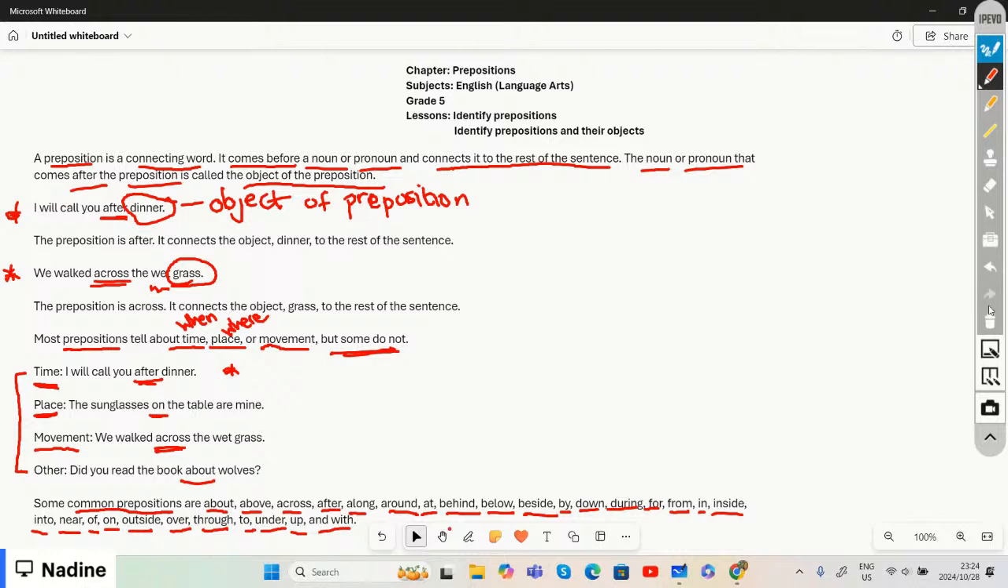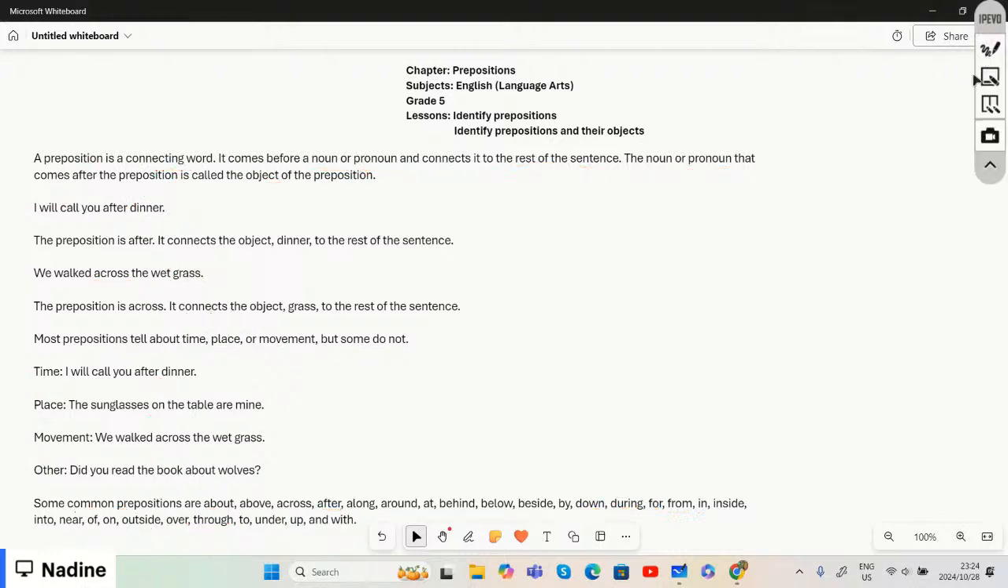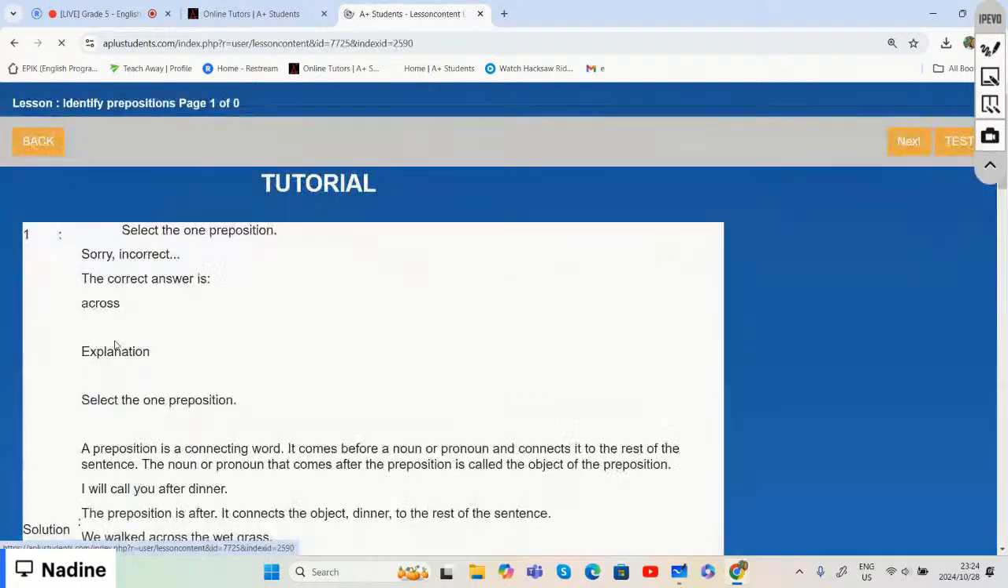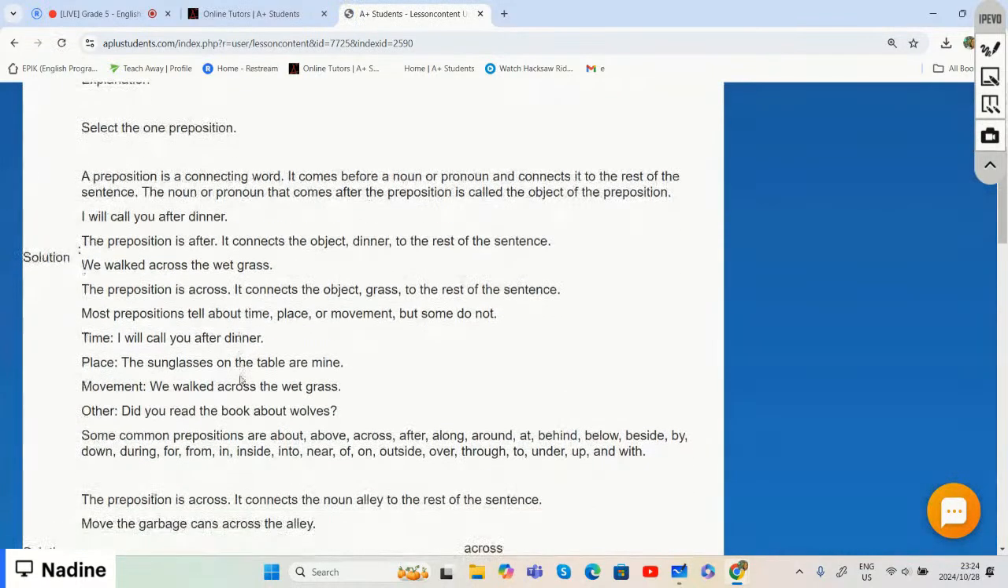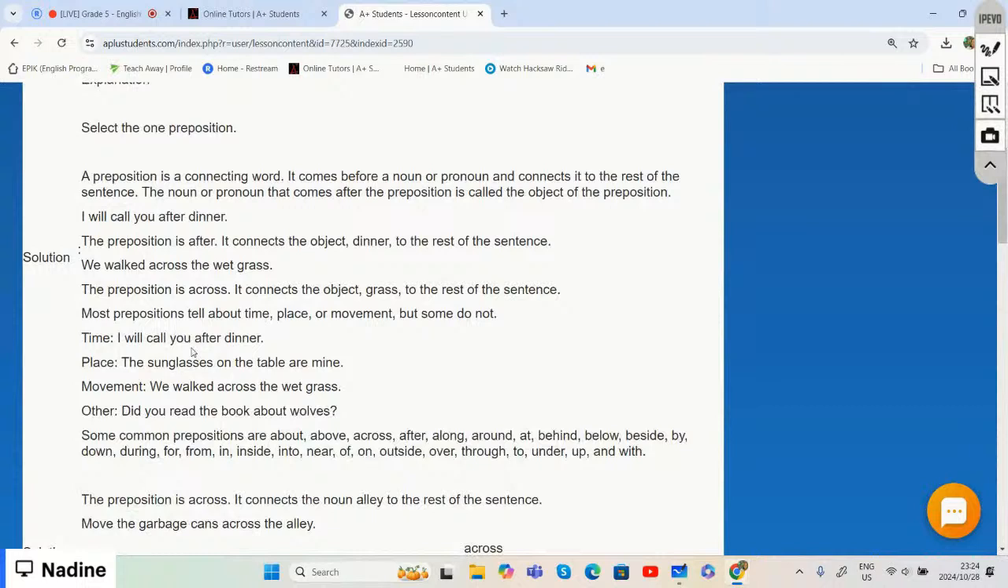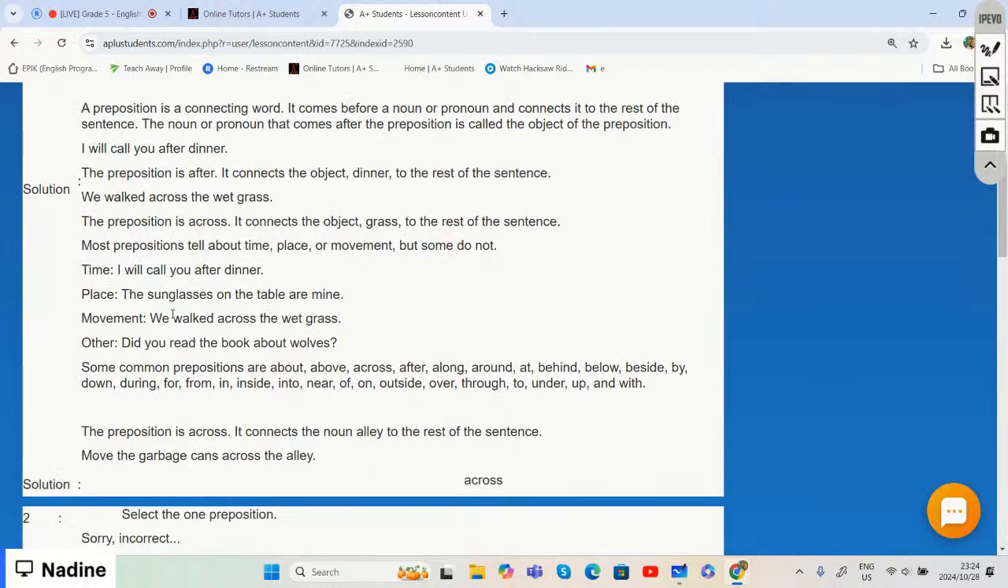All right. So now we're going to aplusstudents.ca. We're going to identify prepositions. We're not going to go over that again because we already went over what a preposition is. We said a preposition comes before a noun or a pronoun, and it connects it to the rest of the sentence. And that noun or pronoun that comes after the preposition, we call the object of preposition.